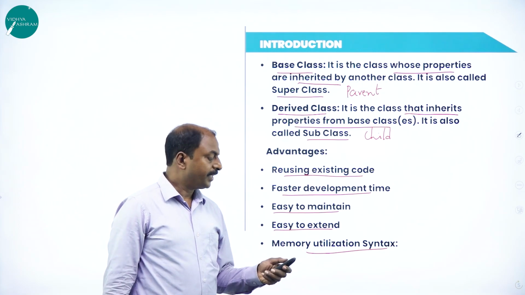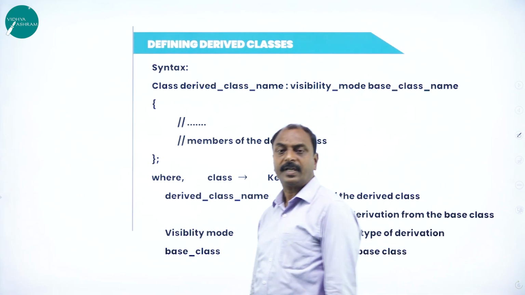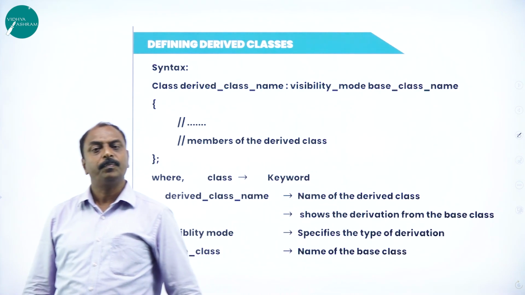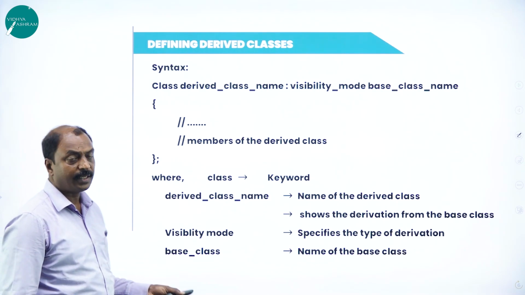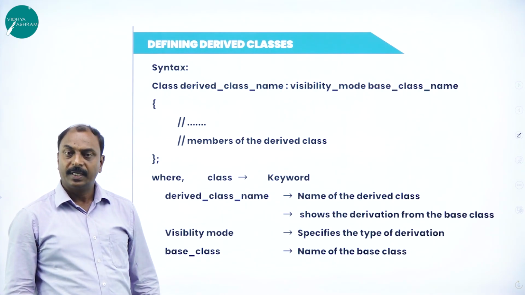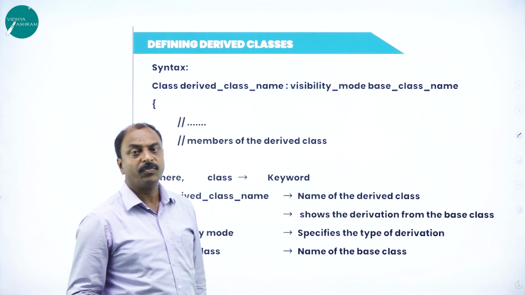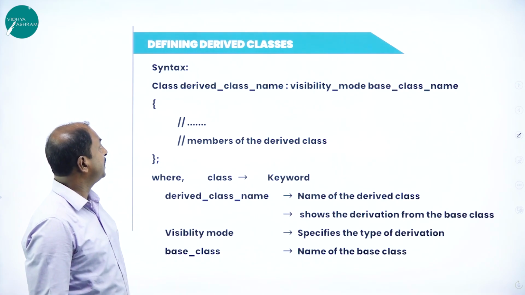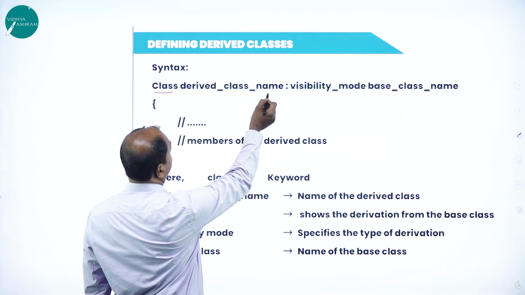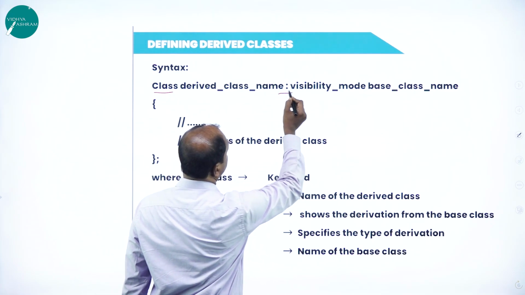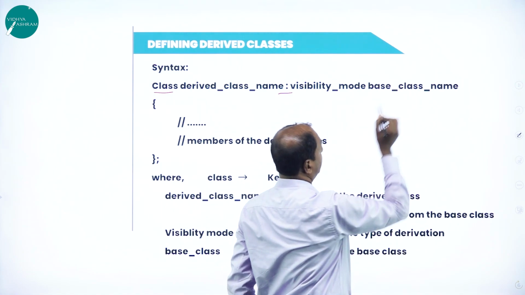Now let us see defining derived class. We know how to define a class, as we have learned in our previous chapters. But now we have to learn in this chapter how to define a derived class, because it has to be derived from the base class. Now the syntax of this. First one is class, a reserved word, derived class name, colon, visibility mode, space, base class name.